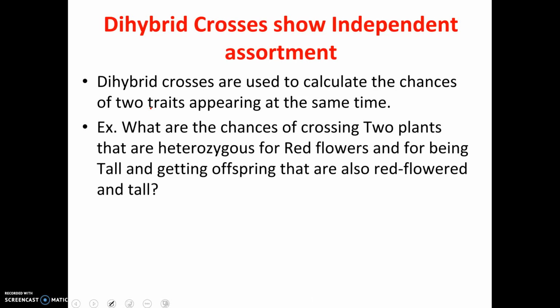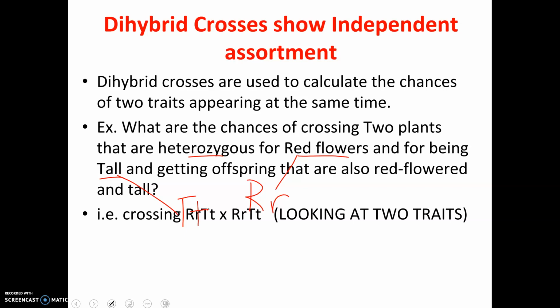If we do a dihybrid cross, this is looking at 2 traits at the same time, right? So let's say I have 2 plants, and they are heterozygous for red flowers and for being tall. They have big R, little r for red flowers, but they also are big T, little t. So these are 2 completely different traits. And you cross this plant with another plant that's also big R, little r, big T, little t, and you want to know what kind of offspring you're going to get from that. Well, in order to figure that out, you have to do a dihybrid cross. And that's what I'm going to show you.